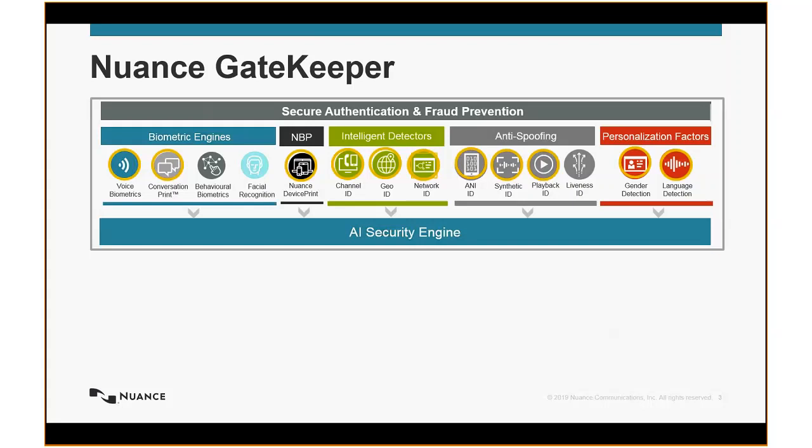We have some intelligent detectors. We have some anti-spoofing capabilities as well, if the ANI is spoofed, for example, or if it's a playback attack or synthetic speech. And of course, we can always add some personalization factors. In our demo, we just repeat back the caller's name to make it feel like there's some common ground between the contact center they're calling and them, and it makes it more personal for them.